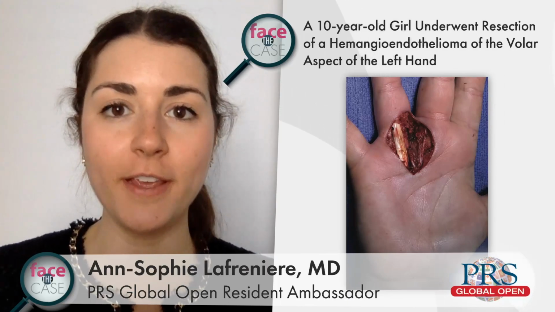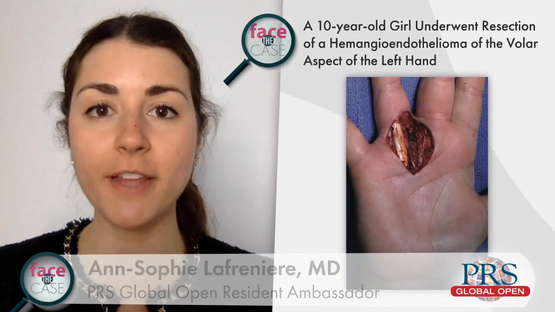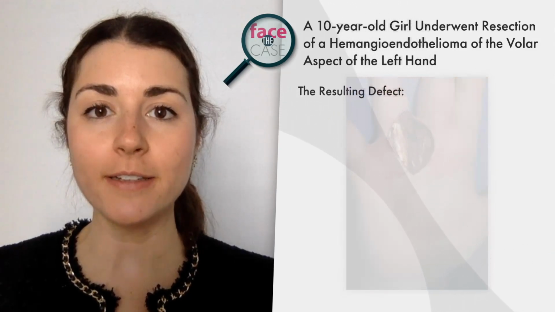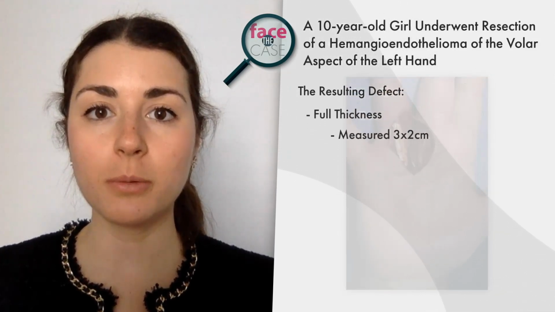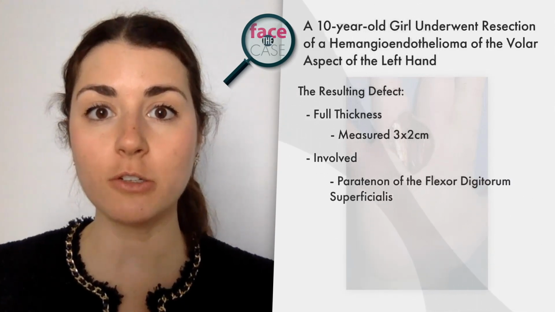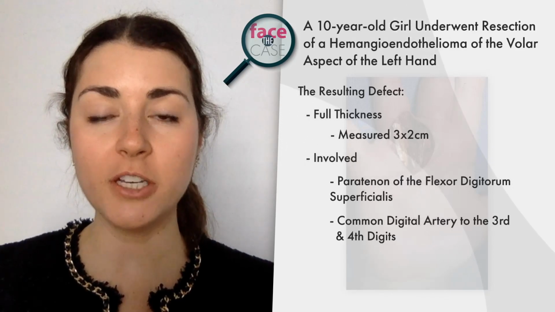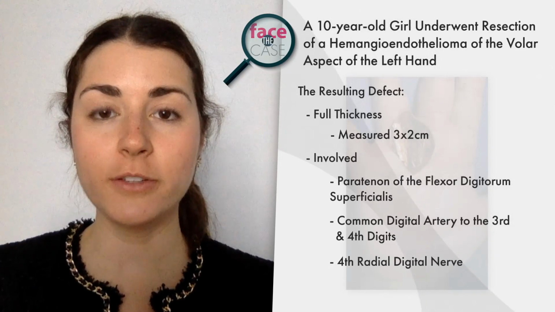A 10-year-old girl underwent resection of a hemangioendothelioma involving the volar aspect of the left hand. The resulting defect was full thickness, measured 3 by 2 cm, and involved the paratenon of the flexor digitorum superficialis, the common digital artery to the 3rd and 4th digits, and the 4th radial digital nerve.